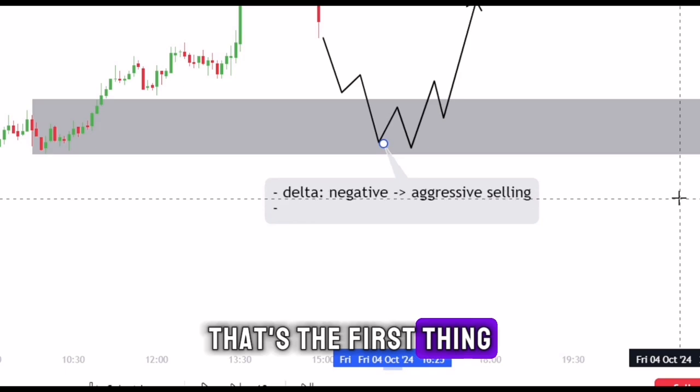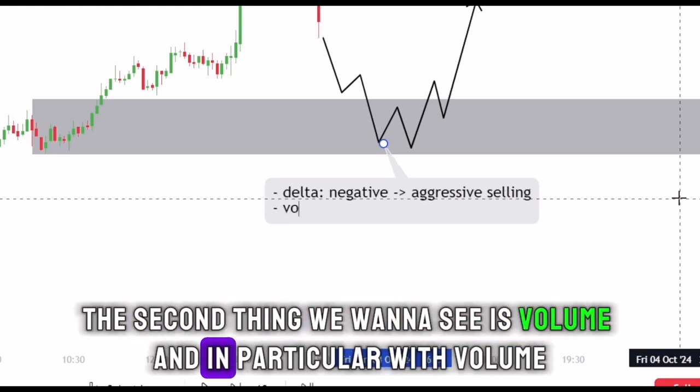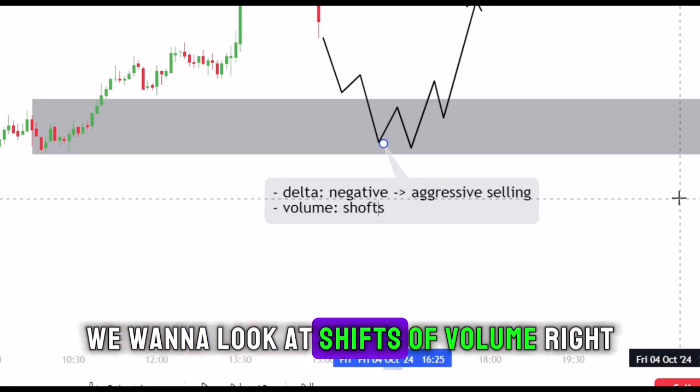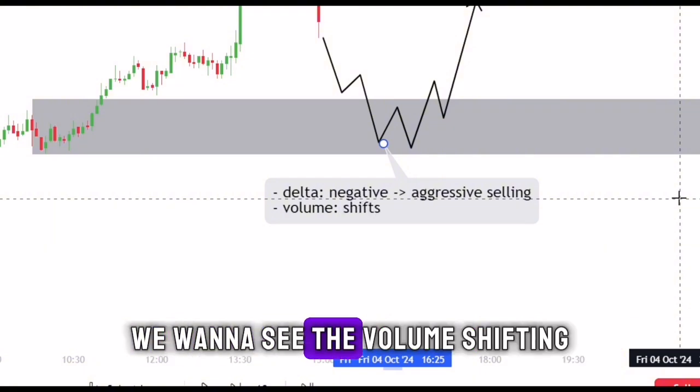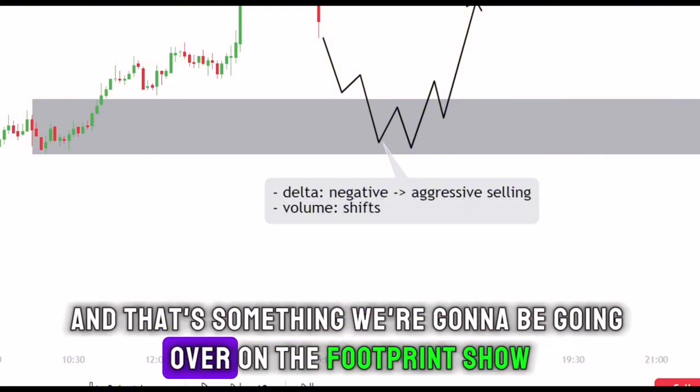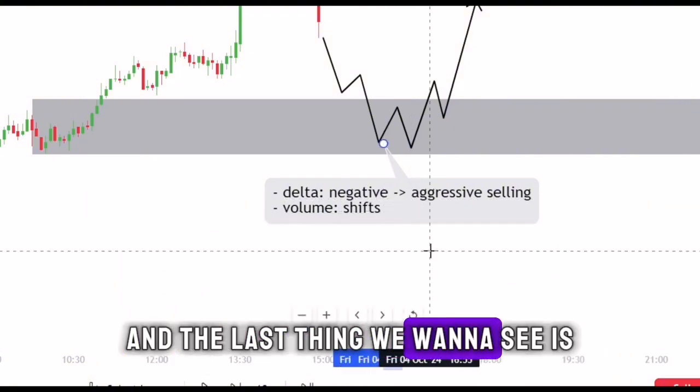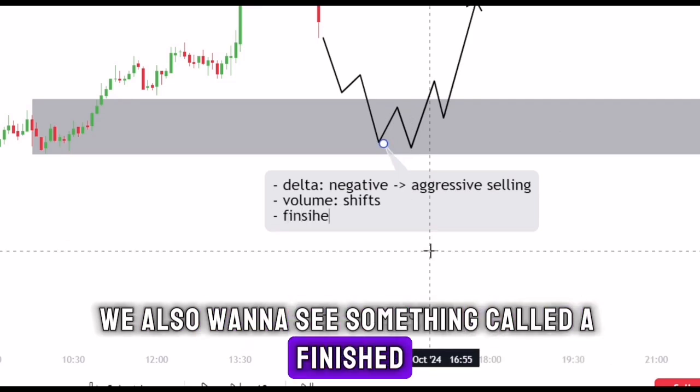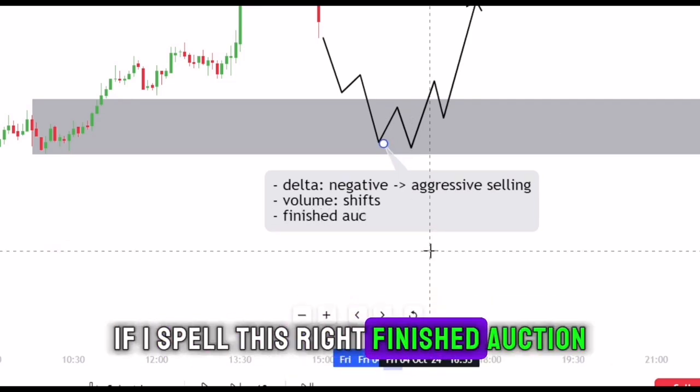That's the first thing. The second thing we want to see is volume. And in particular with volume, we want to look at shifts of volume, right? We want to see the volume shifting, and that's something we're going to be going over on the footprint chart. And the last thing we want to see is we also want to see something called a finished, if I spell this right, finished auction.